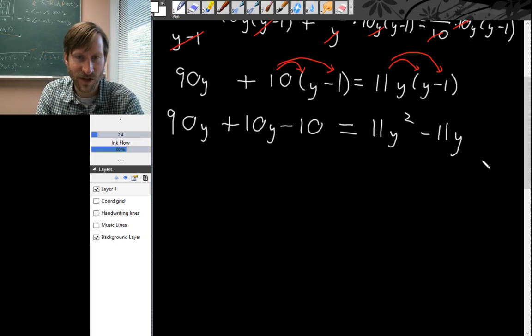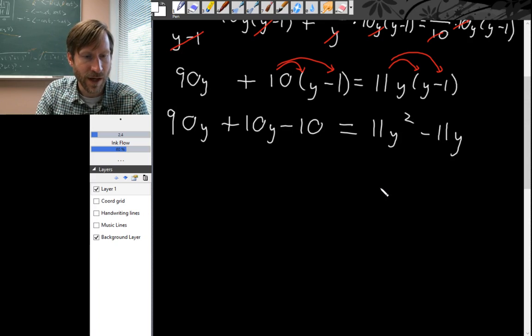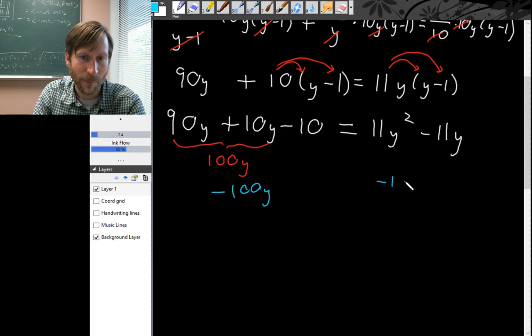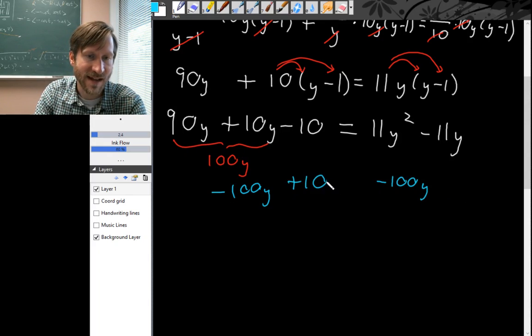All right, sure enough, it looks like the sort of polynomial equation that we can solve by combining like terms. So let's get everything to one side. These first two terms together make 100y. So let's subtract 100y from both sides. And while we're at it, let's add 10 to both sides.